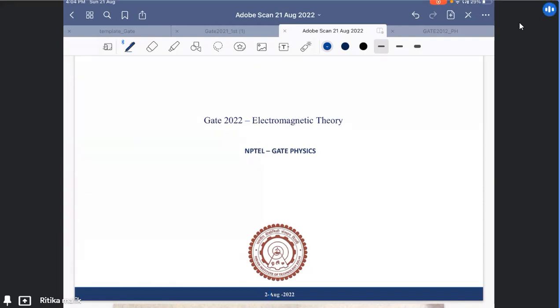So welcome to the GATE NPTEL Physics course. We are going to focus on electromagnetic theory. As some of the students last time requested a live interaction, first I am going to present a concept, and based on that we will do some GATE questions. I hope it will be good for you, but if there is something that you do not understand, just ask me.